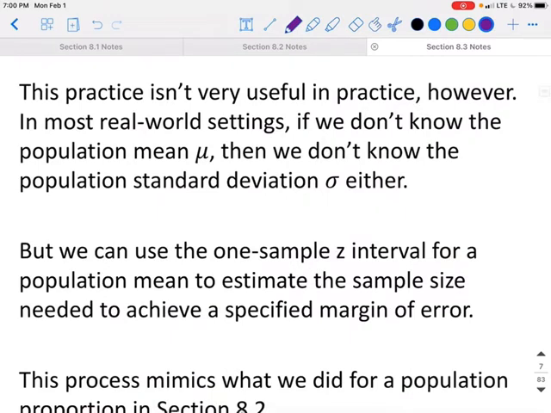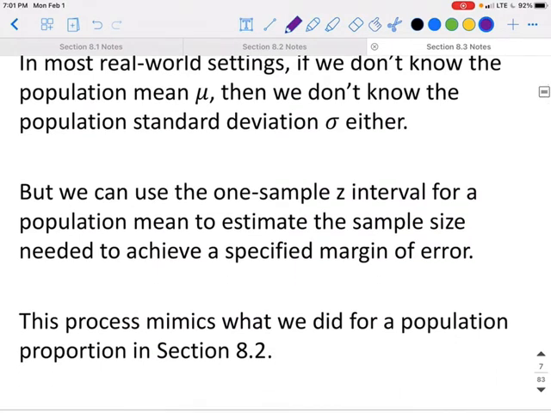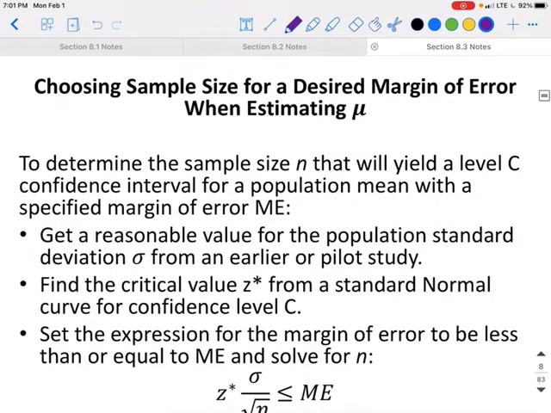This practice isn't very useful though, because in real world settings you usually don't know the population mean and you don't know the population standard deviation either. But we can use the one sample z interval for a population mean to estimate the sample size needed to achieve a specific margin of error. This process mimics what we just did in population proportion in section 8.2.